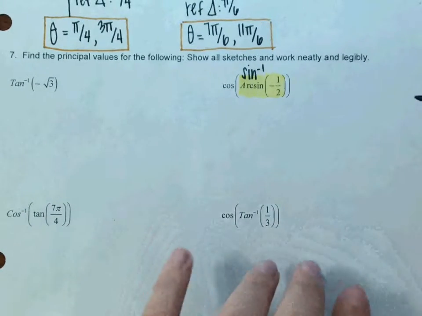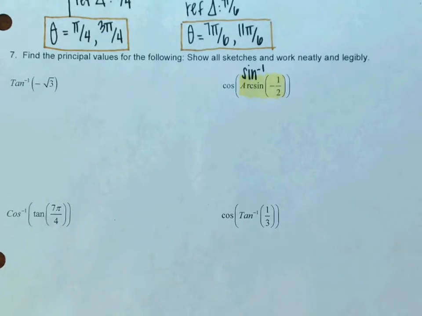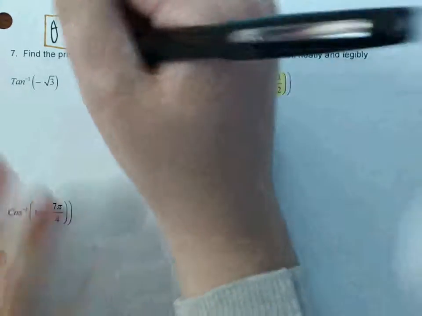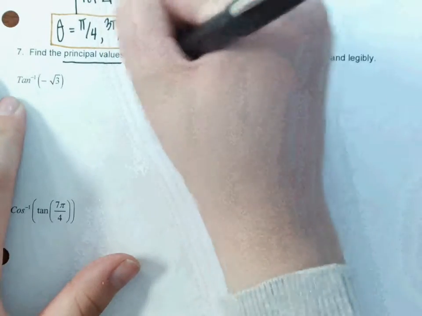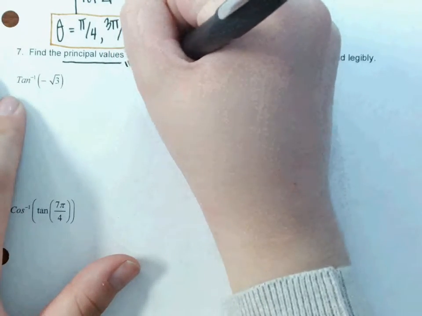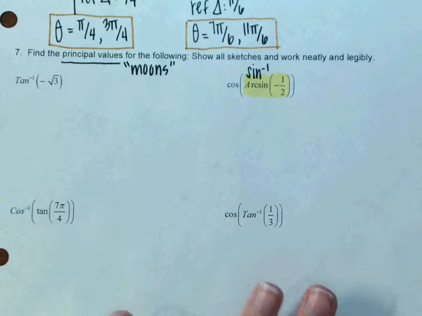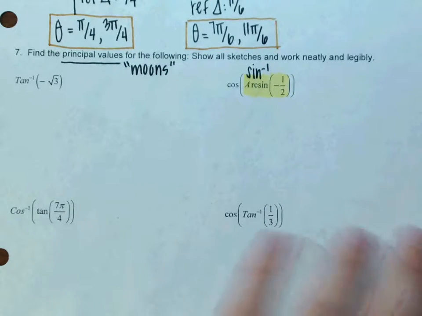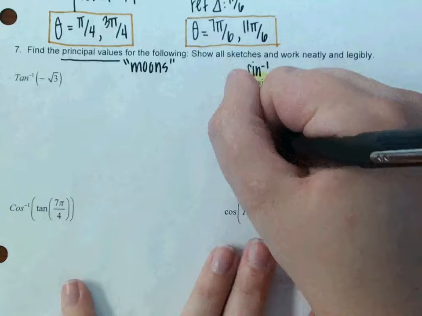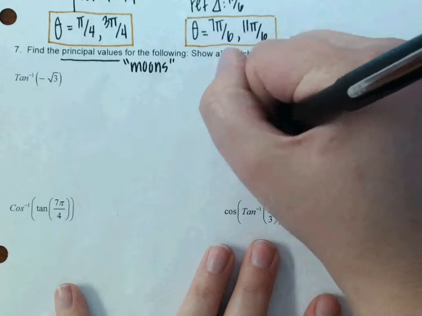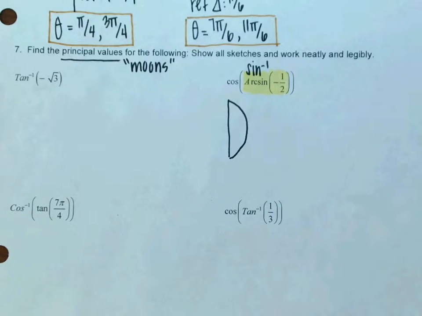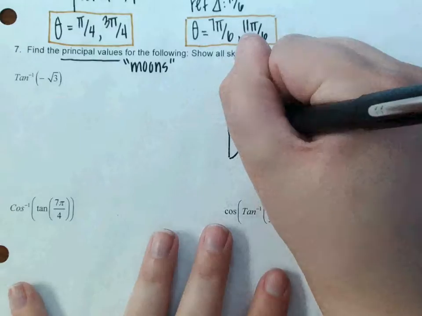So we're first going to deal with the inverse sine, and when we're looking at principal values, that's when we're looking at our moons, the little half moons. So principal values, we're looking at our moons. So I'm going to draw the moon that matches sine, which is the right hemisphere.